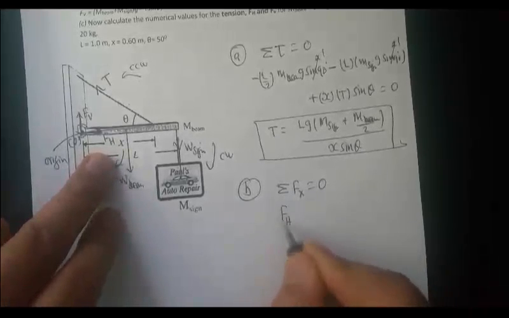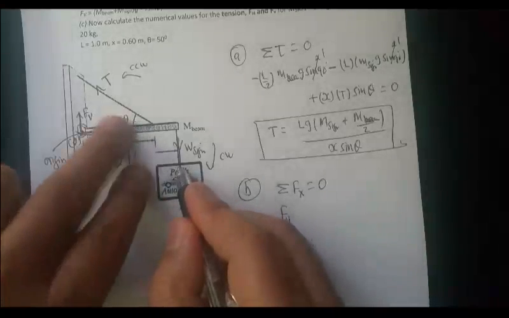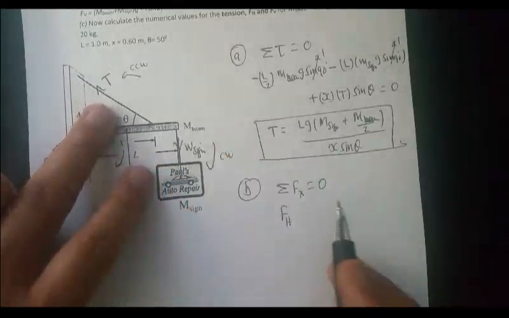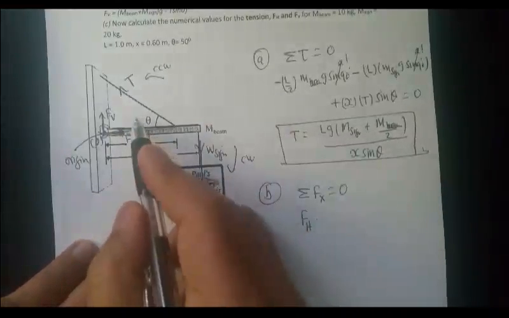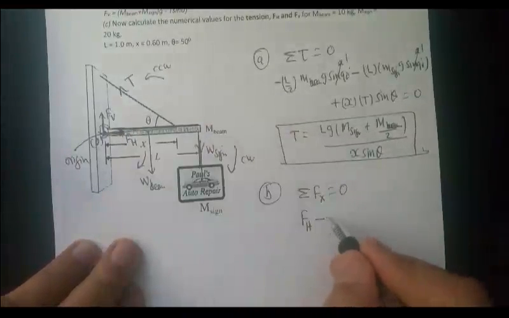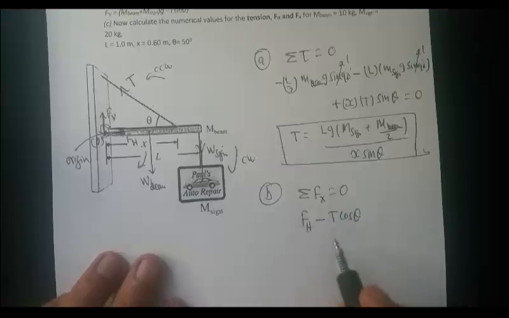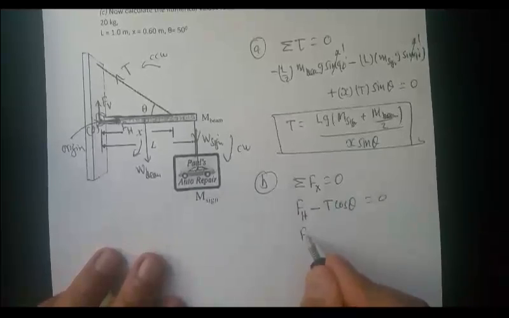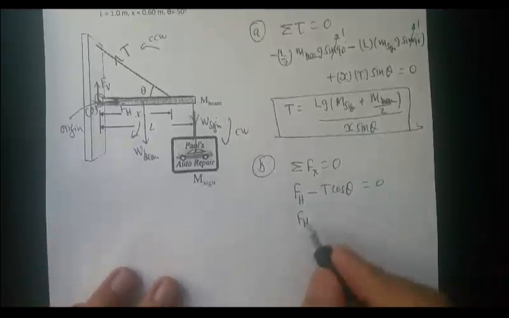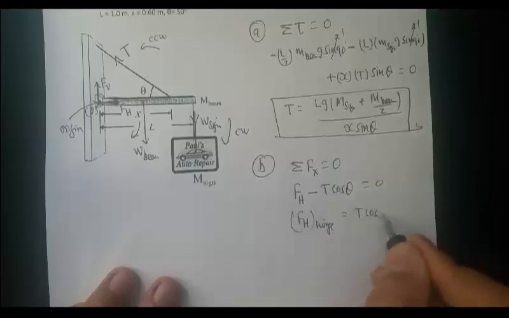This is the horizontal component of the hinge force, right? And these are vertical, so you don't need to worry. But the tension in the cable has two components, and this is the negative component. The x component of the tension is negative T cos theta. Those are the only two forces acting on the beam horizontally. So the horizontal hinge force is just T cos theta.